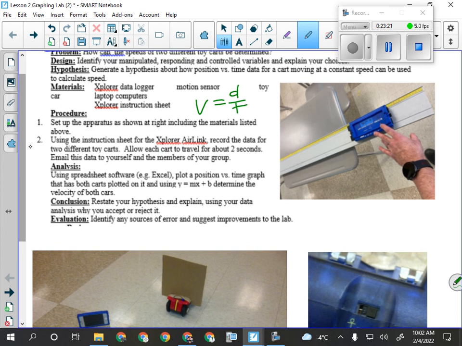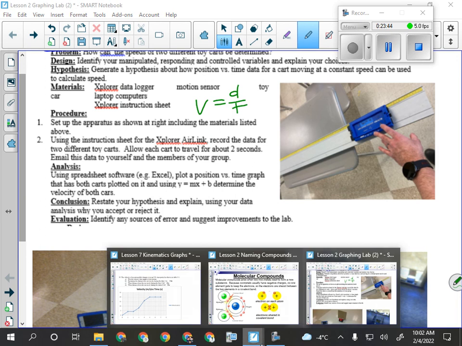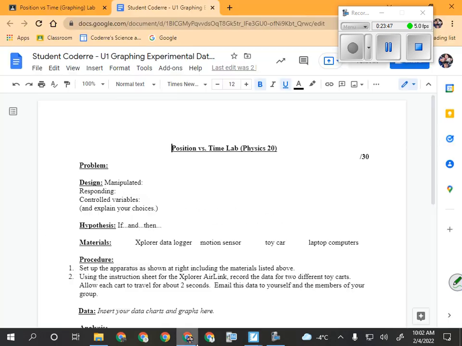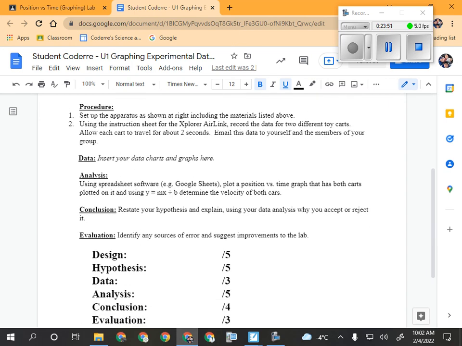So then the procedure, like we said, pretty straightforward. We're not actually doing it this way anymore. We used to do it that way, but these work way better now that we have the Bluetooth carts. So we'll just have that, and the cart will travel along. Now, for the analysis, it's pretty straightforward. You're going to plot a position versus time graph that has both carts plotted on it, and using y equals mx plus b, determine the velocity of both cars. So on yours here, insert your data charts and graphs. Determine the velocity of both cars.